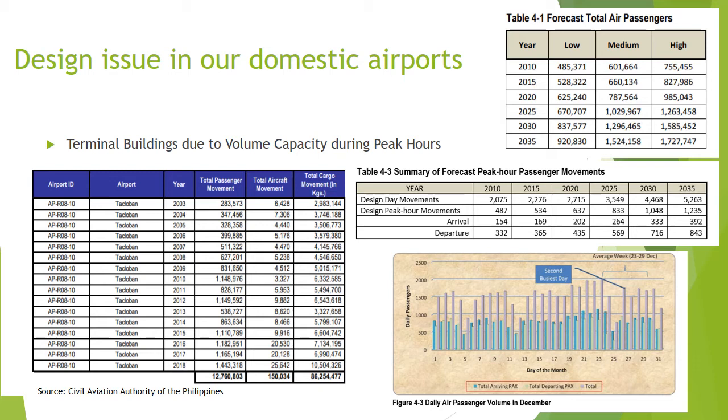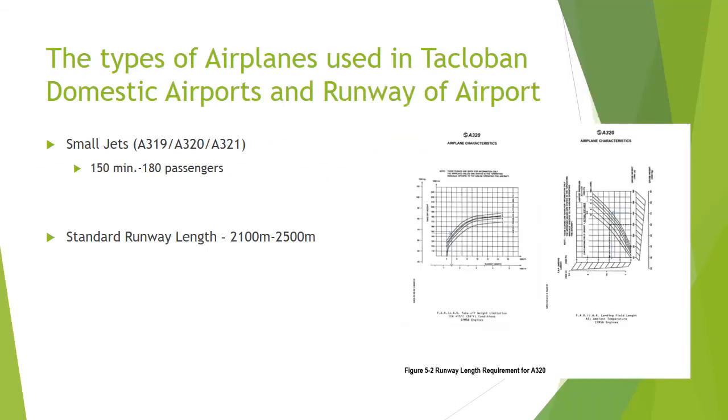It has a total passenger movement of 12,760,803, total aircraft movement of 150,034, and total cargo movement of 86,254,477 from year 2003 to 2018. It also shows the peak hour passenger movements of departure and arrival and its daily air passenger volume in December, which is the busiest month of the year.